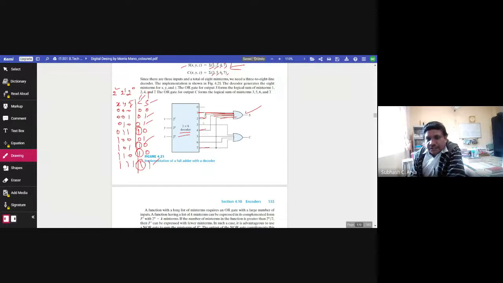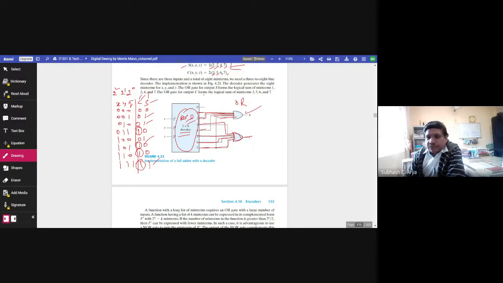Similarly, for carry, you need only connect 3, 5, 6, 7. So this is 3, this is 5, this is 6, and this is 7. And you put one OR gate, because AND logic is available here. You need only OR logic to implement from the external gates. So you see, as many functions as you want you can implement with the help of an external OR gate.